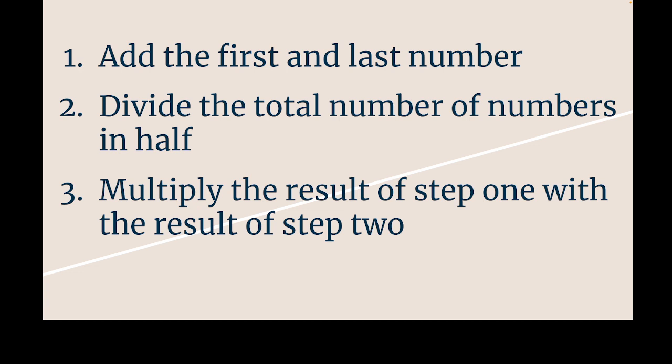We're going to add the first and last number. We're going to divide the total number of numbers in half. We're going to multiply the result of step 1, adding the first numbers, with the result of step 2, dividing and multiplying by half the numbers.